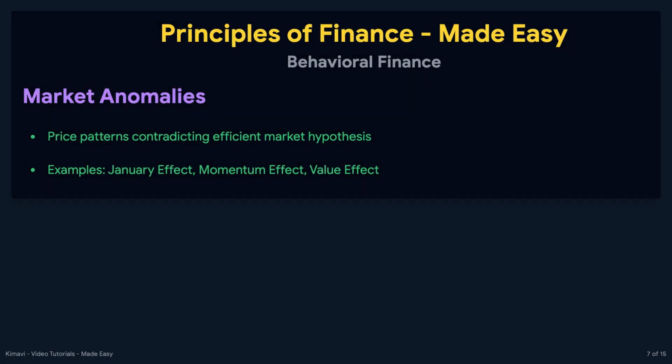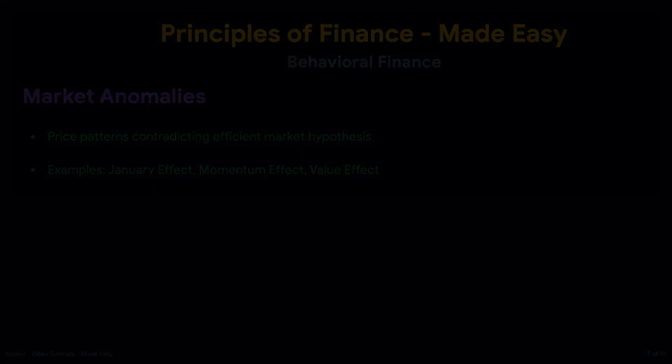Market anomalies are price patterns or behaviors in financial markets that seem to contradict the efficient market hypothesis. Examples include the January effect, the momentum effect, and the value effect.